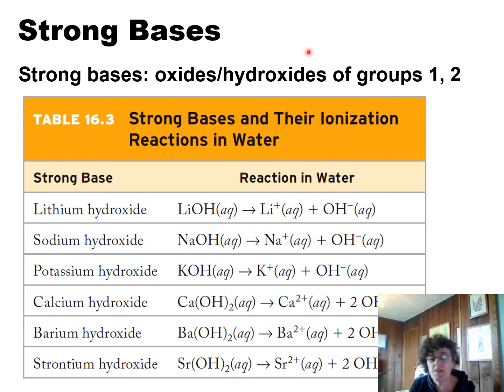Strong bases are much easier to remember because they are the hydroxides of group 1 and group 2. Now you may have a hard time with barium hydroxide and strontium hydroxide because although they are strong bases, they are poorly soluble. As I have multiple times pointed out, solubility, being soluble or not, and being a strong or a weak electrolyte and therefore a strong or a weak base are two separate concepts.